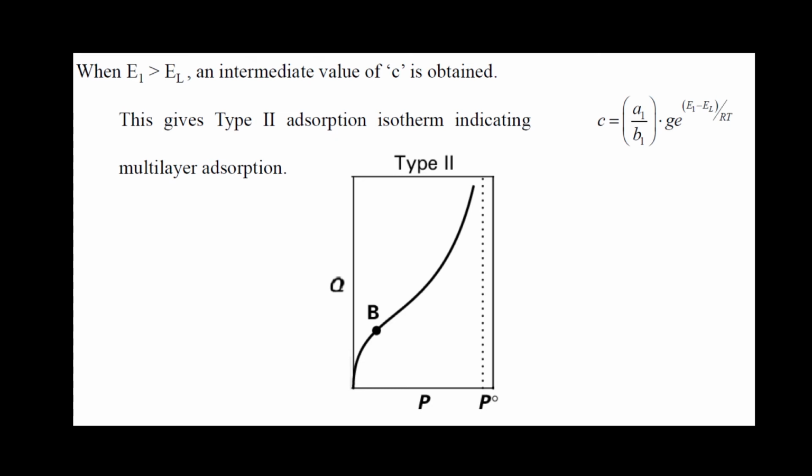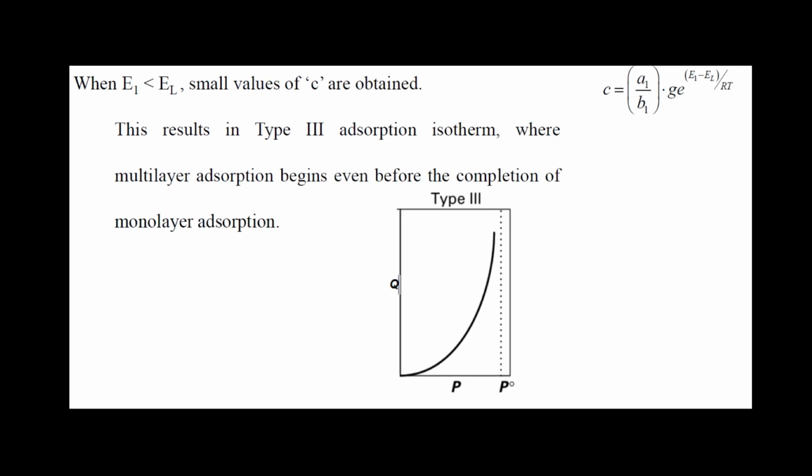This gives the type 2 adsorption isotherm, indicating multi-layer adsorption. And next is when E1 is less than EL, small values of C are obtained. This results in the type 3 adsorption isotherm, where multi-layer adsorption begins even before the completion of monolayer adsorption.